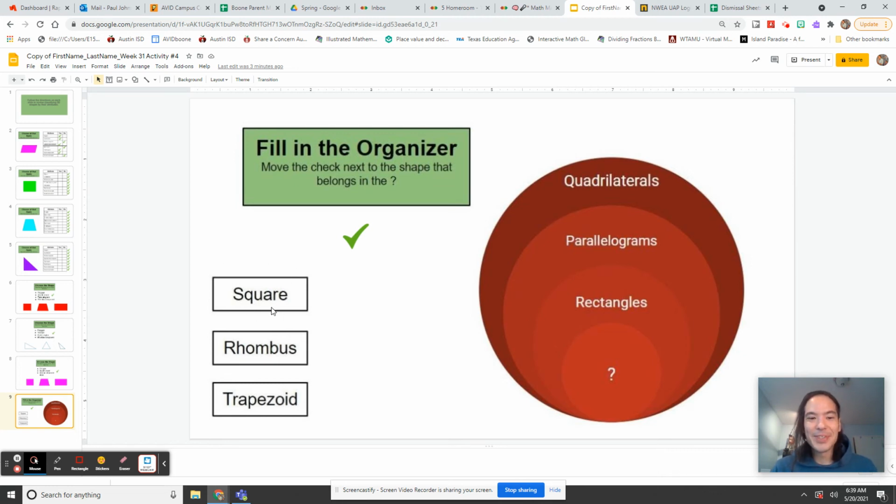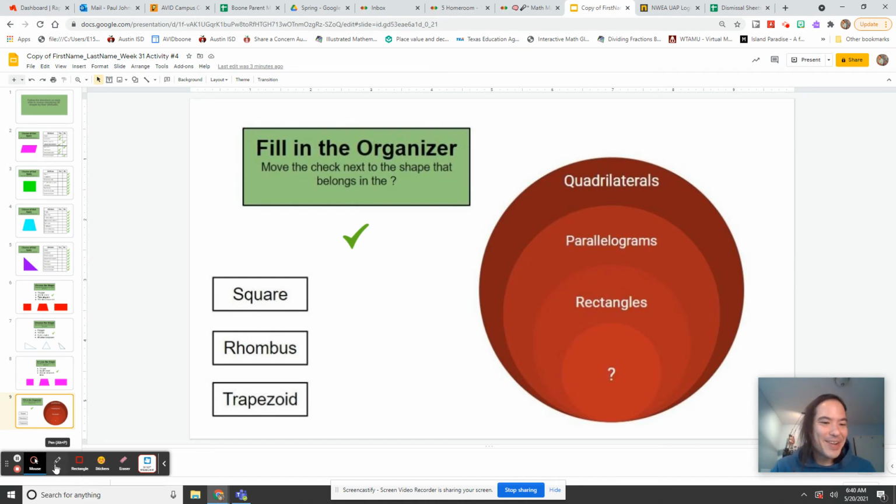Which one of these shapes has a 90-degree angle in every corner? Every corner has a 90-degree angle, and it is also a parallelogram and a quadrilateral. I wonder which one it is.